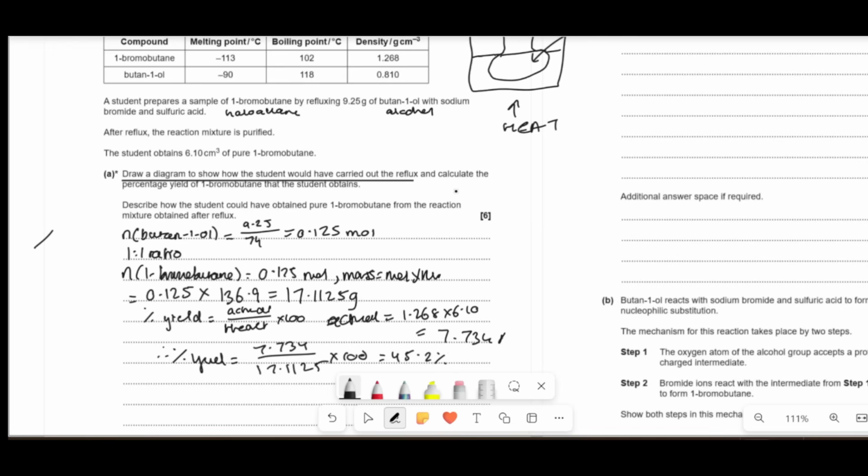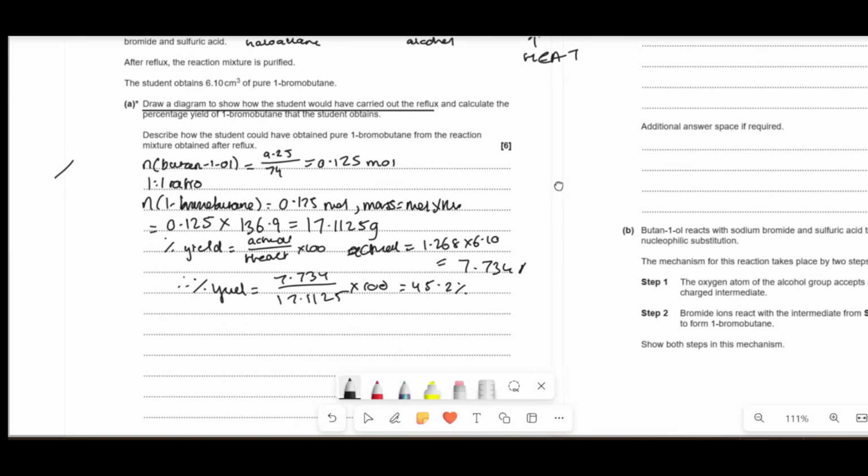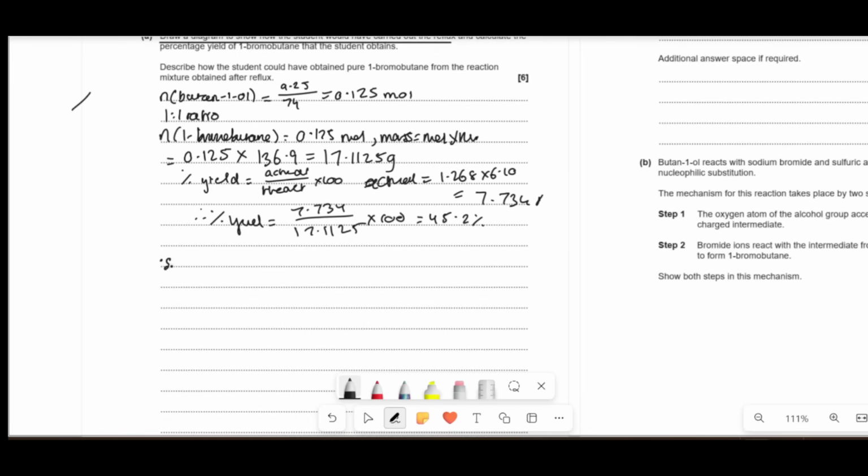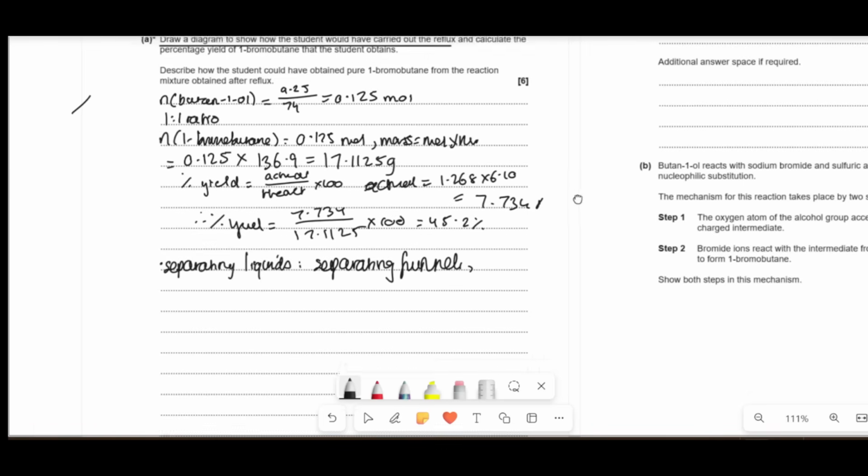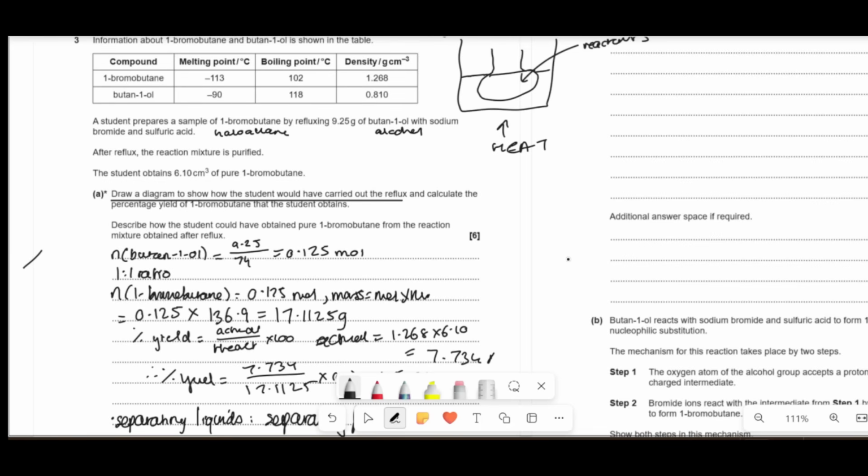Now it says, describe how the student would have obtained the pure 1-bromobutane from the reaction above. So what we're doing is separating liquids. If we're separating liquids, we don't use a Buchner flask and all that. We're going to use a separating funnel. You put the mixture in a separating funnel and you need to decide where the organic layer is. The organic layer is either on the top or the bottom, depending on its density. Now this is more dense, meaning it's going to sink to the bottom.